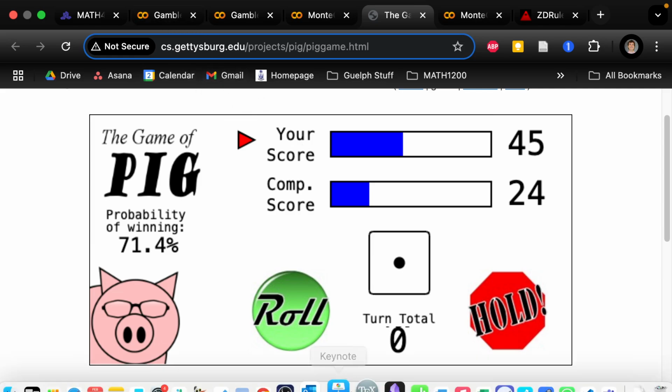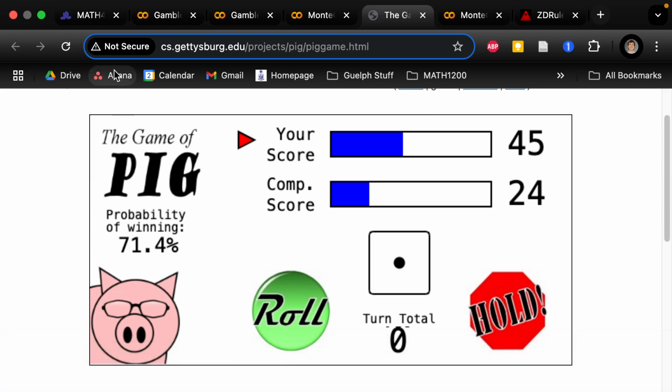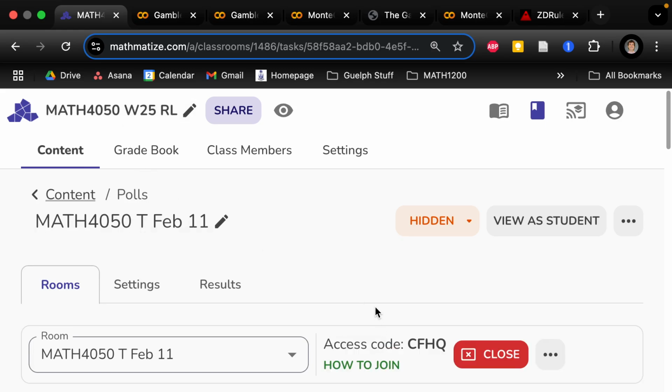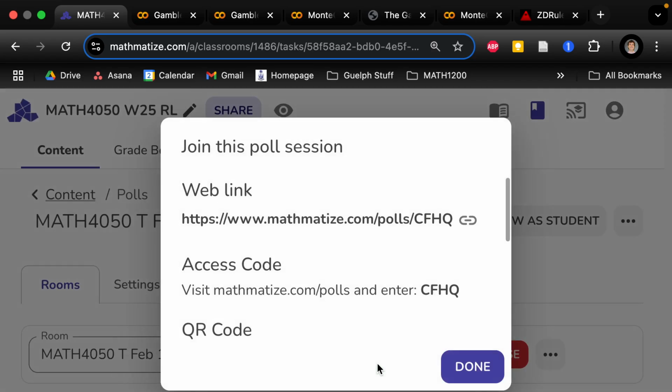in the course link. Okay, but now we are at one of the most important questions of the whole course. Which I will now open on Mathematize and have you guys think about.